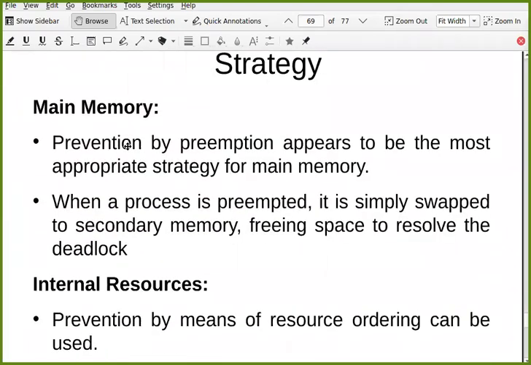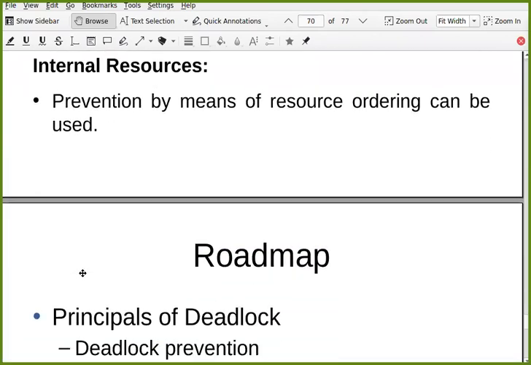Then for main memory, prevention by preemption appears to be the most appropriate strategy. When a process is preempted, it is simply swapped to secondary memory, freeing space to resolve the deadlock. And for internal resources, prevention by means of resource ordering can be used. Again, some resource ordering idea can be used for internal resources.